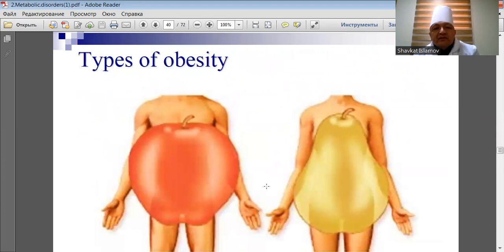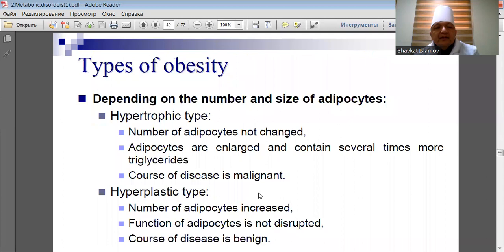Types of obesity depending on the number and size of adipocytes. Hypertrophic type. Number of adipocytes has no change. Adipocytes are enlarged and contain several times more triglycerides. Course of disease is malignant. Hyperplastic type. Number of adipocytes increases. Function of adipocytes is not disrupted. Course of disease is benign.